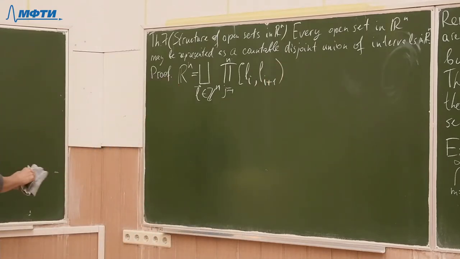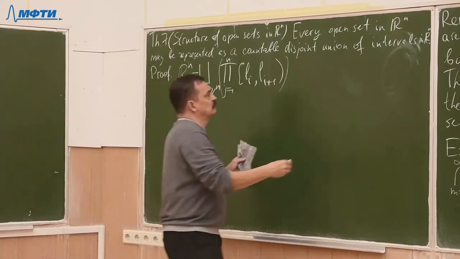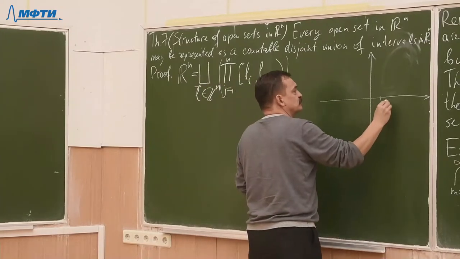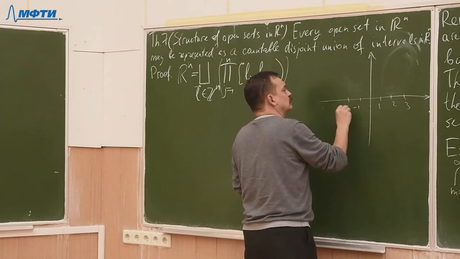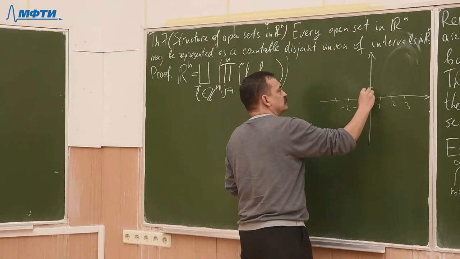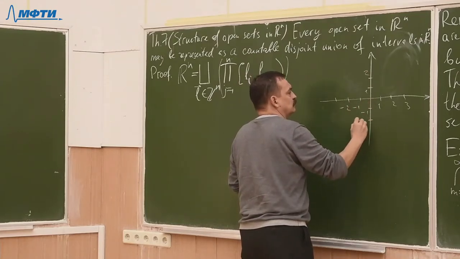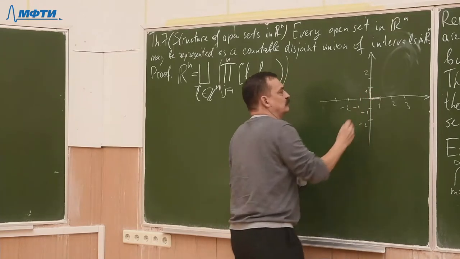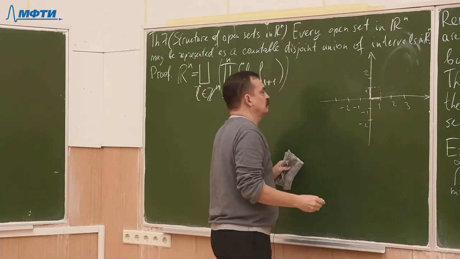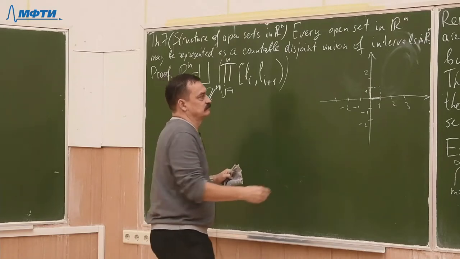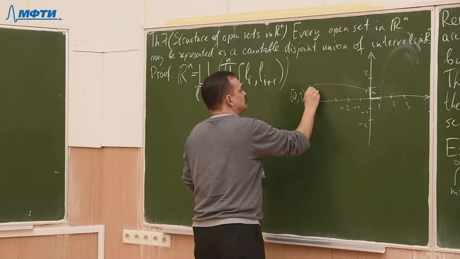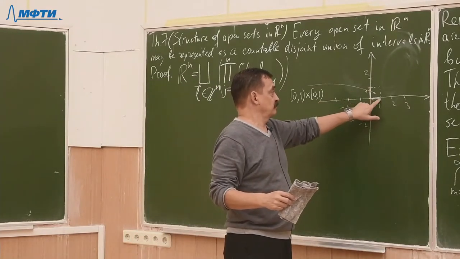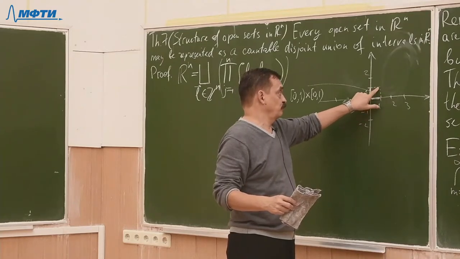So what is it? It looks like this for R2, right? I have integers on the x-axis, and also on the y-axis, the same picture, minus 1 and so on. For example, here I include 0 and I do not include 1. That is the product [0,1) times [0,1). So that is a square which includes the left side and bottom side and doesn't include the top side and right side.